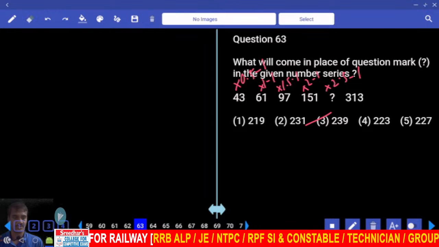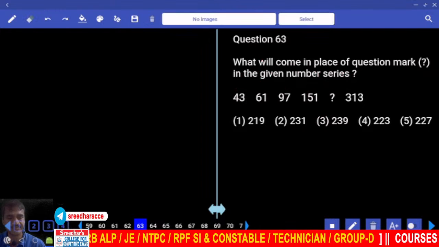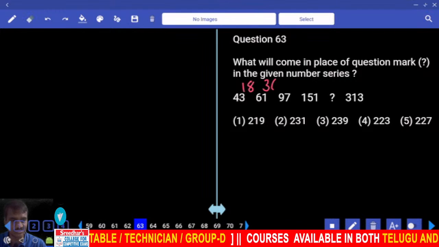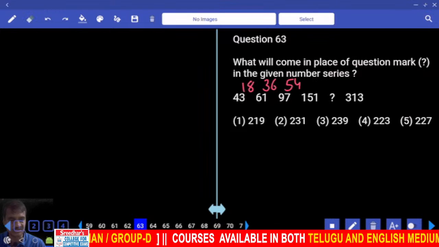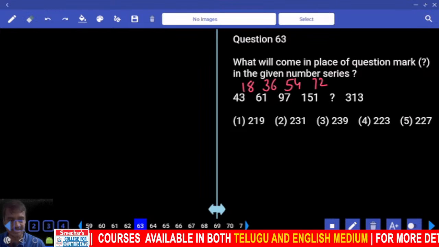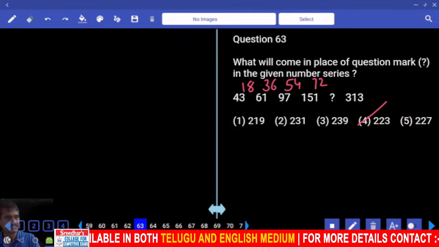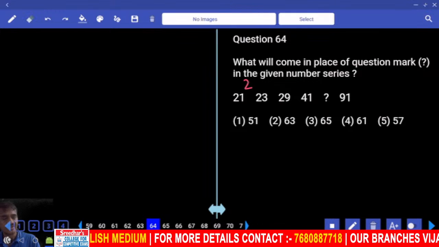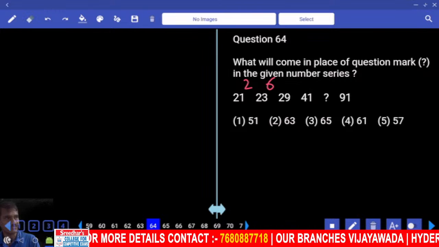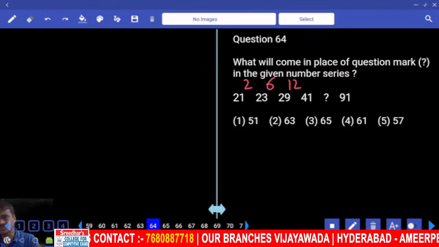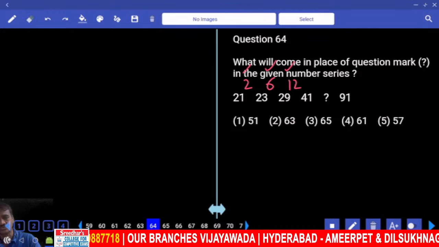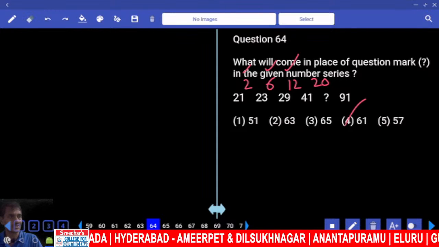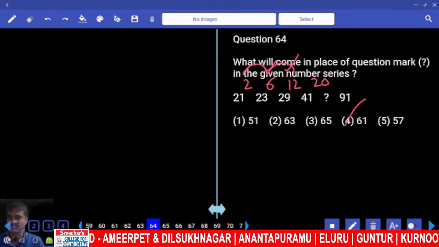Then 63. Now here 43 and 61 difference 18. 61 and 97, 36. The next one 54. Next must be 72. Multiples of 18. 2 plus 1 is 3. Choice 4. Then 64. 21, 23 difference 2. And 23 and 29, 6. 29 and 41, 12. Then 2 and 6. 1 square plus 1, 2 square plus 2, 3 square plus 3, 4 square plus 4, how much? 20. 41 plus 20, 61 choice. Or differences are even numbers, 4, 6 and so on.